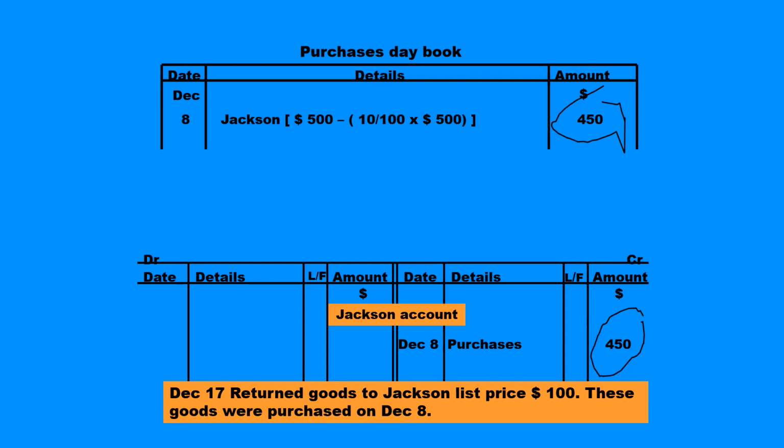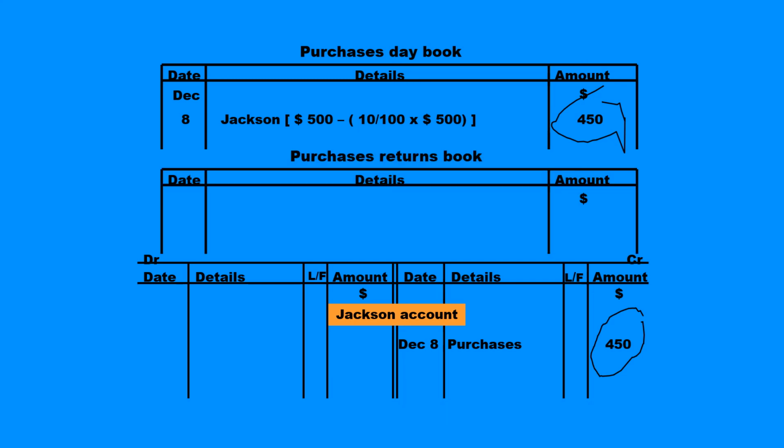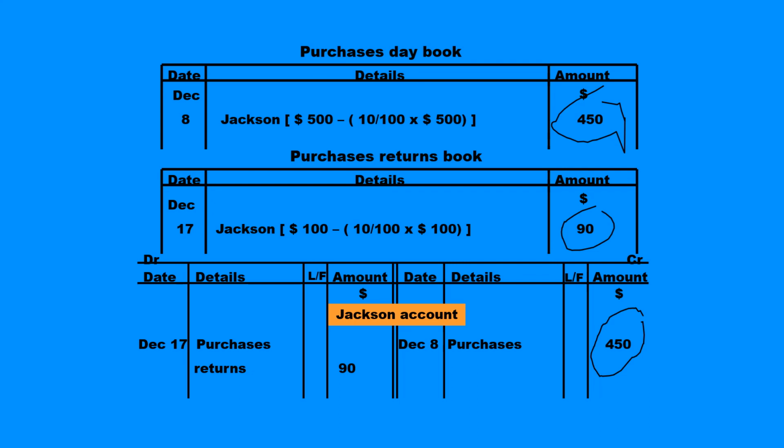Now if we say that on December 17th Jackson returned the goods, list price 100, and the goods were purchased on December 8th where a trade discount of 10% was applied. This would imply in the purchases returns book, we're going to have Jackson 100 minus the trade discount that was given at the time of purchase, which is 90, and this will be recorded on the debit side of Jackson's account 90.